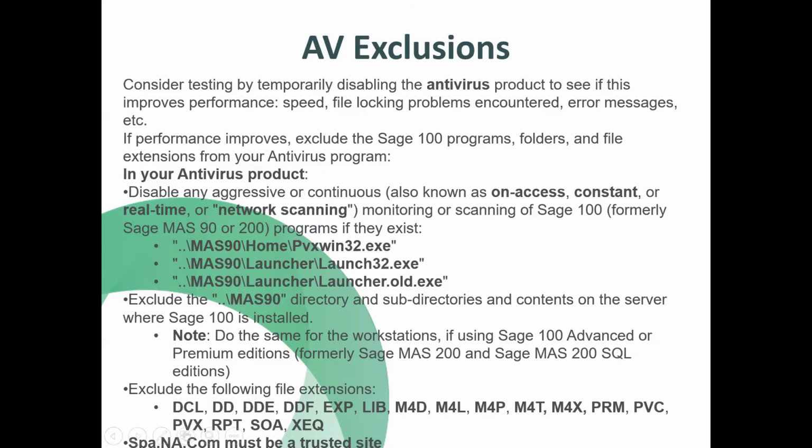Also, especially with Sage 100cloud, you do need to make sure that spa.na.com is listed within your antivirus software as a trusted site. This information can be found on the supported platform matrix that Sage releases for each version. It can also be found within their knowledge base, and again, you're going to get a copy of this as well. I took this information directly from the Sage knowledge base because I knew it was the most up-to-date, but it should reflect the same information on the supported platform matrix.